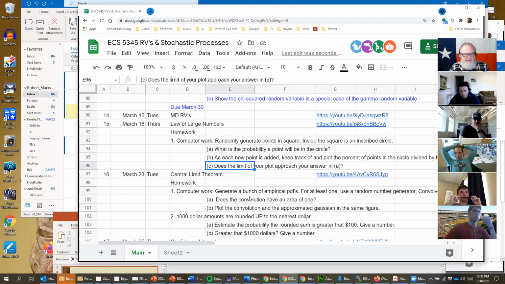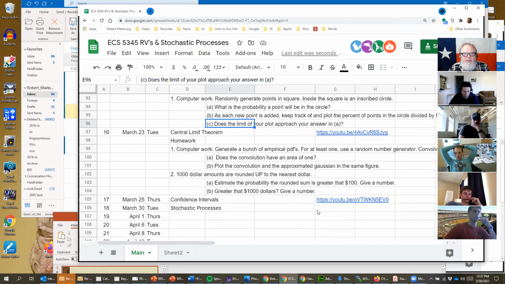And again, this is a relatively easy problem, but I think will really illustrate the idea of the law of large numbers and, yes, indeed, how it works. Then I'd like you to look at a couple of problems with the central limit theorem. And this is also computer work.